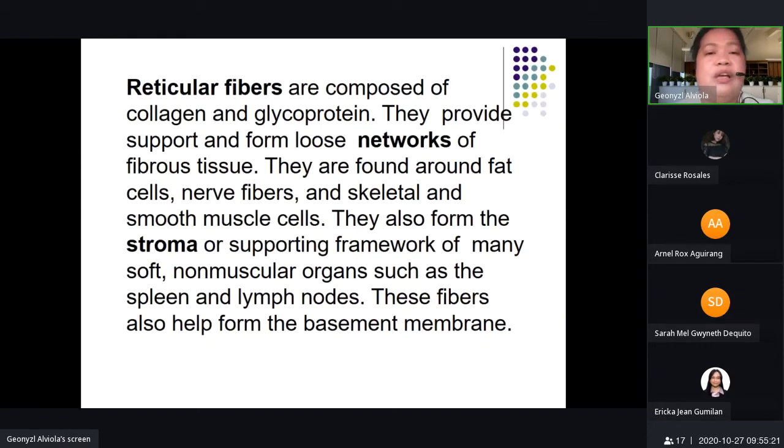Reticular fibers are composed of collagen and glycoprotein. They provide support and form loose networks of fibrous tissue. So, makita na sila sa mga lymph nodes and spleen.